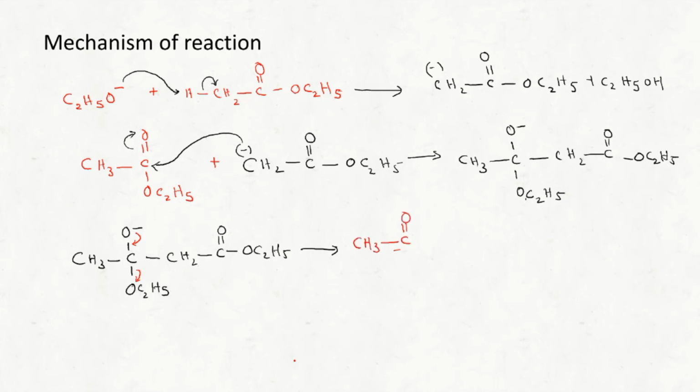CH3, double bond O, CH2, C double bond O, O, C2H5. Along with that, C2H5O minus also will be present. We will have to remember that this ethoxide ion will have a tendency to come and attack again this alpha hydrogen. It can come and grab one proton from it, right? This being highly acidic.